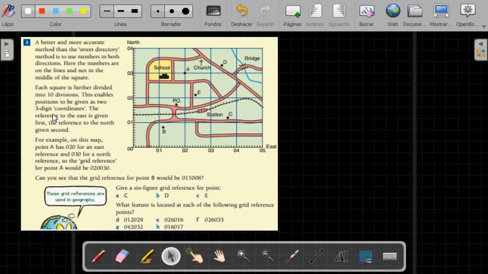It says, for example, on this map, point A, which is right here, has 0, 2, 0 for an east reference and 0, 3, 0 for a north reference. So the grid reference for point A would be 0, 2, 0, 0, 3, 0. What is the meaning of all of that?